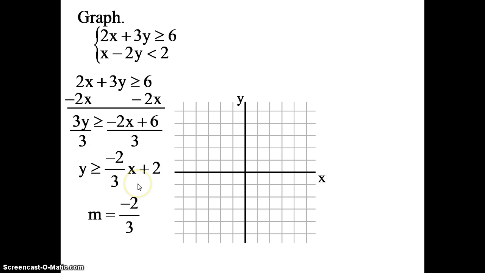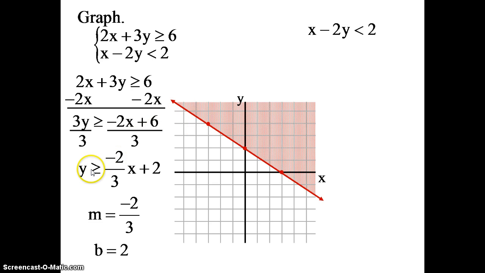And now I know my m, which is my slope, and b, my y-intercept. So if b is 2, I'm going to begin here at 2, and I'm going to go down 2 over 3. Down 2 over 3. I might run out of room here. I can also go up 2 to the left 3. And then again, this is going to be a solid line shading up, because it's greater than.